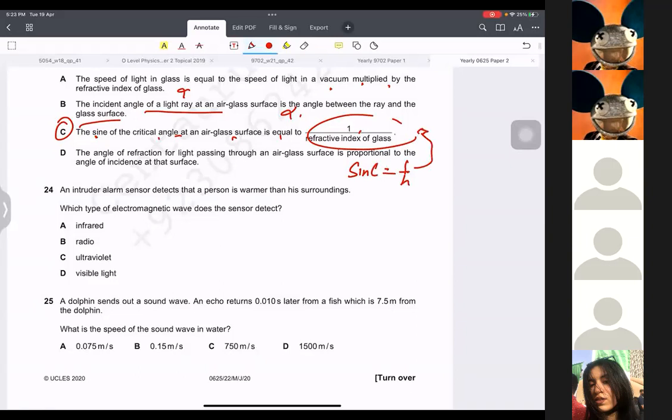Okay, critical angle. The intruder alarm sensor detects that a person is warmer than his surroundings. What type of electromagnetic wave does the sensor detect? Intruder alarm. Usually, it should detect visible light. I think. No, sorry. It says if a person is warmer than his surroundings, then it should detect infrared.